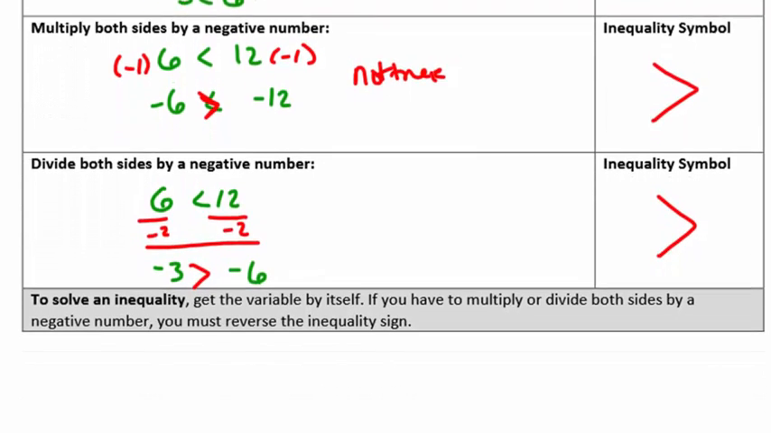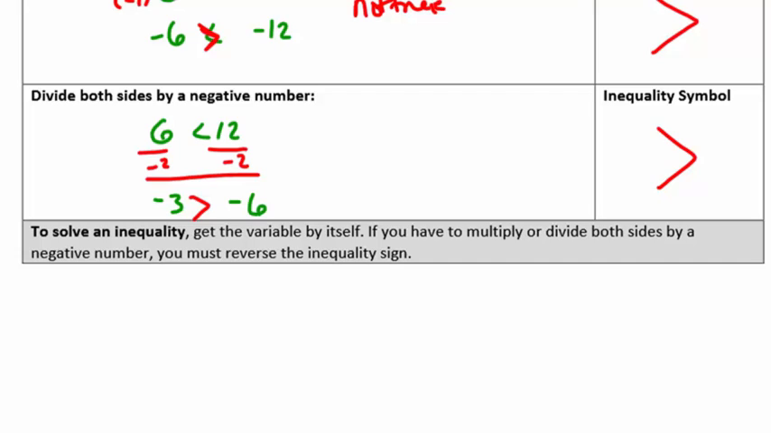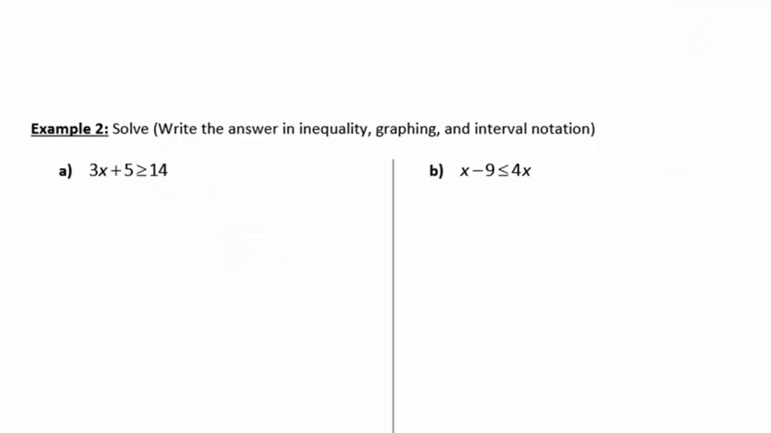All right, so that kind of helps us develop this rule. When you're solving an inequality, get the variable by itself. You can add and subtract a number to both sides with no problem. You can multiply both sides by a positive number, no problem. But if you multiply or divide both sides by a negative number, you must reverse the inequality sign. If that number is negative and you're multiplying or dividing, you're going to switch the sign. So let's do some practice problems.